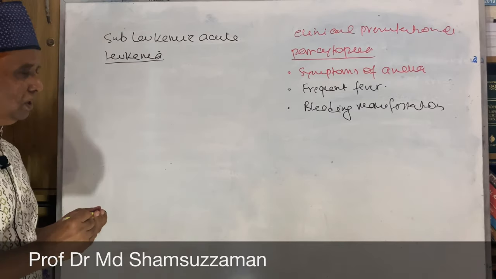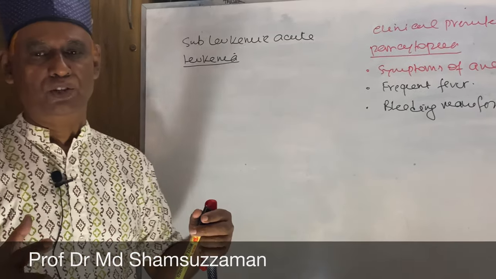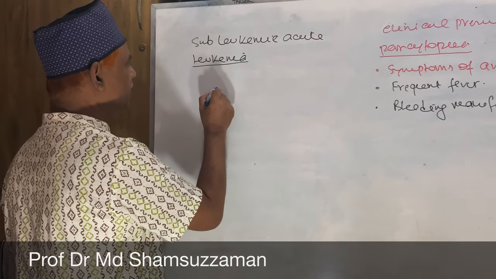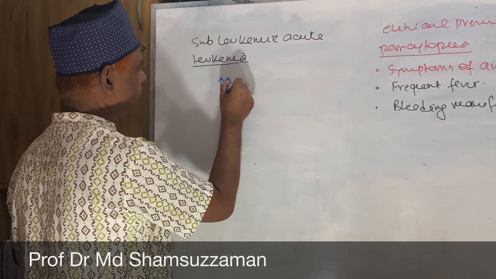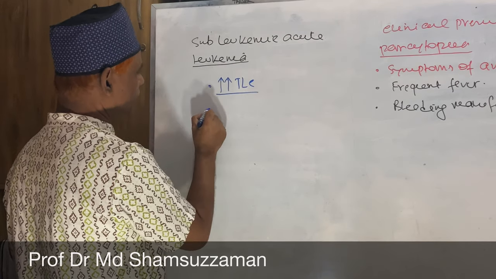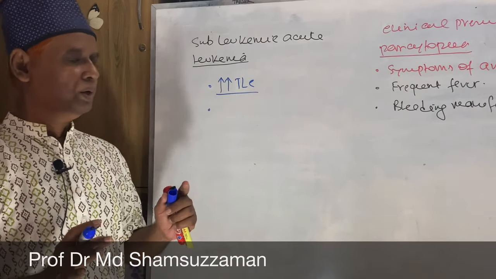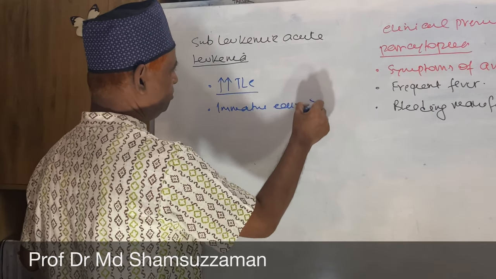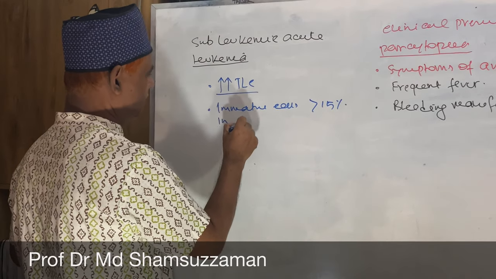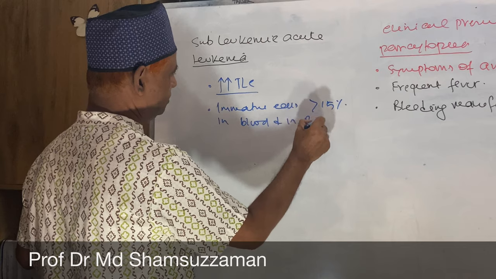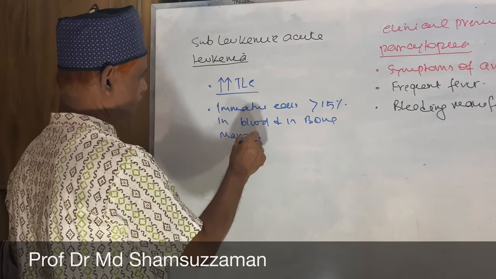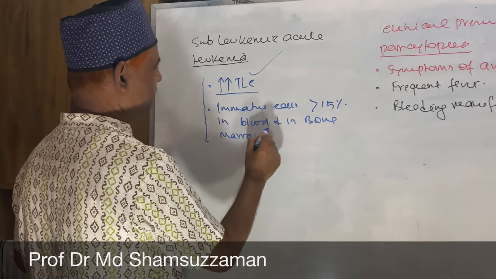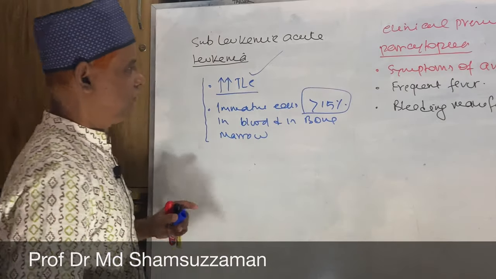Dear audience, we know leukemia is the neoplastic proliferation of hematopoietic stem cells, and usually in all leukemia there is leukocytosis. TLC is increased, and in all leukemia there are atypical or immature cells in peripheral blood, with immature cells more than 15% in blood and in bone marrow. So in leukemia there is leukocytosis, increased TLC, and more than 15% blast cells or immature cells in blood and bone marrow. This is leukemia.